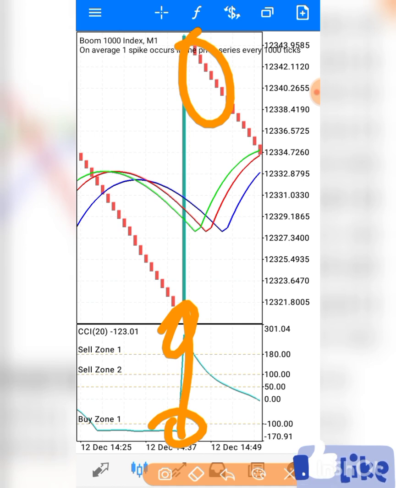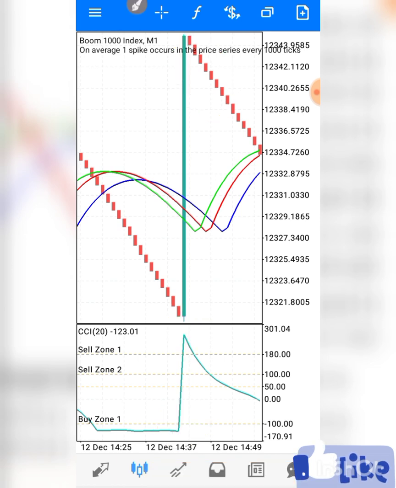Test it on your demo. If you are conversant with it, then you just put in money and please enjoy. Let's look at this crash. Let's look at the crash quickly. I don't want the video to be long.